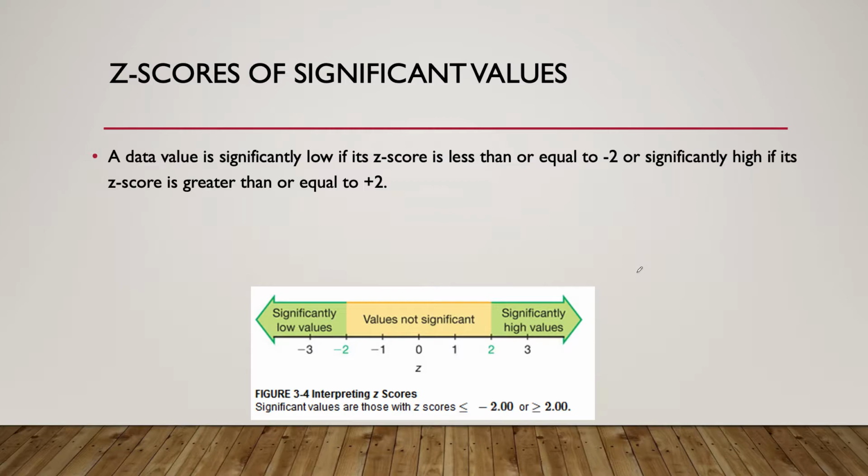A data value is significantly low if its z-score is less than or equal to -2, as we can see from this graph, or significantly high if its z-score is greater than or equal to +2. If it's between -2 and +2, then the value is not significant.